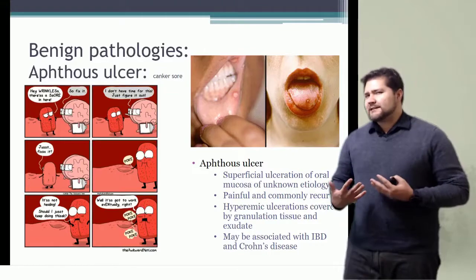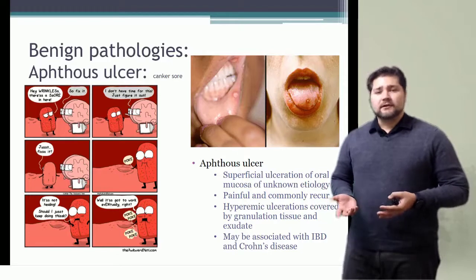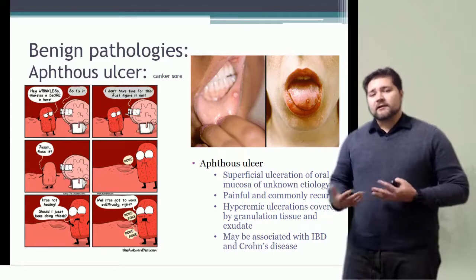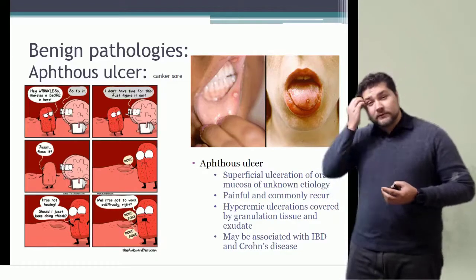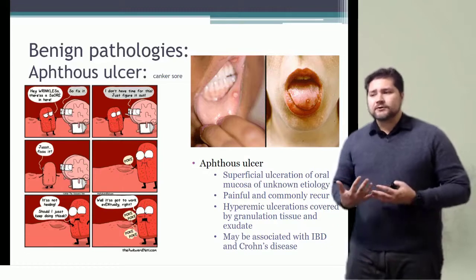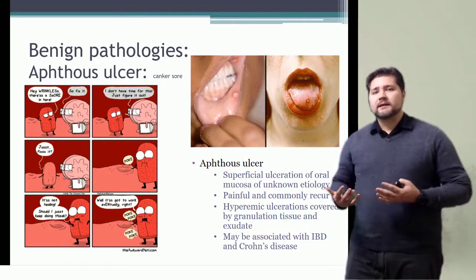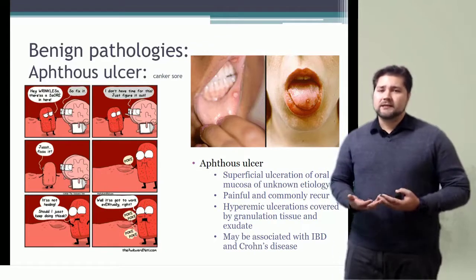So I'm sure this is something that we're all relatively familiar with, and we might have all had one at some point in our life. And we can all attest to the fact that they're relatively annoying, despite being very common. They do tend to be painful if you happen to eat certain foods, particularly acidic foods. And they present with an ulcerated, erythematous look, and they contain some granulation tissue, and you usually get some sort of exudate associated with them.